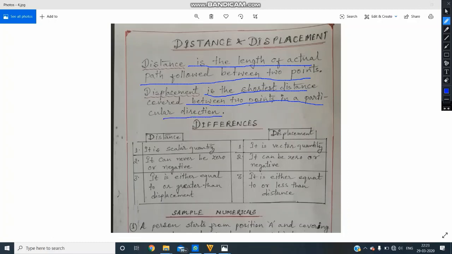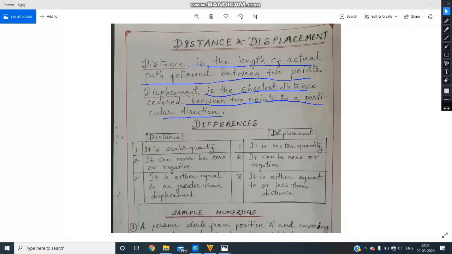Some more differences between the two terms have been shown here in this table. You can go through it. Distance is a scalar quantity, displacement is a vector quantity. Distance can never be zero, whereas displacement can be zero. Distance is either equal to or greater than displacement, and displacement is either equal to or less than the distance. Let's have a look at a sample question now.